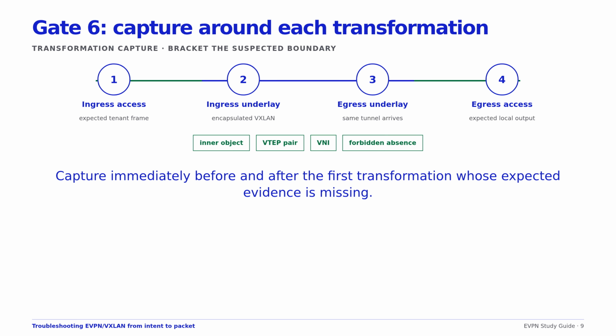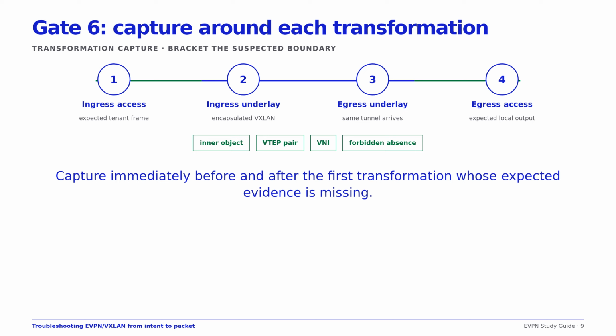Place captures at access ingress, local underlay egress, remote underlay ingress, and remote access egress. At ingress, verify the original frame or packet and VLAN. On the tunnel, decode outer MACs and IPs, UDP port, VNI, inner MACs, inner IP, and hop limit changes. At decapsulation, verify the selected VRF or bridge context.